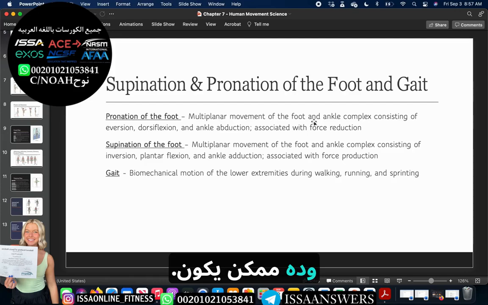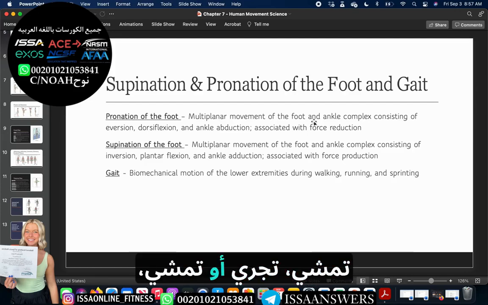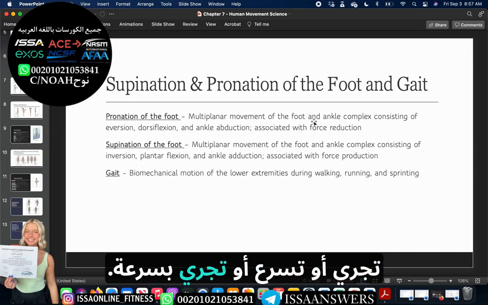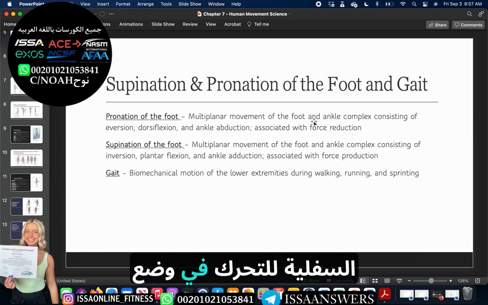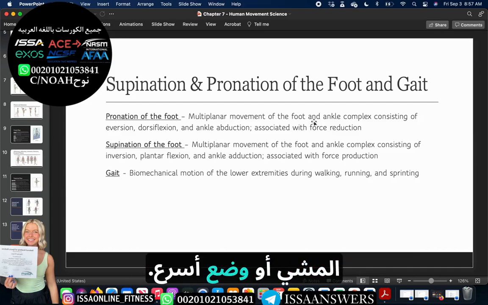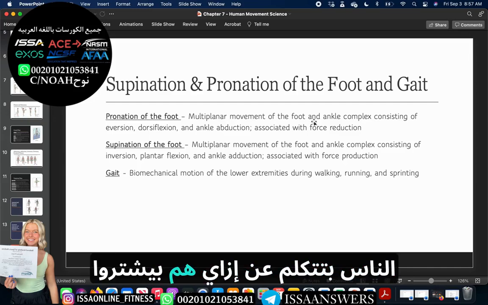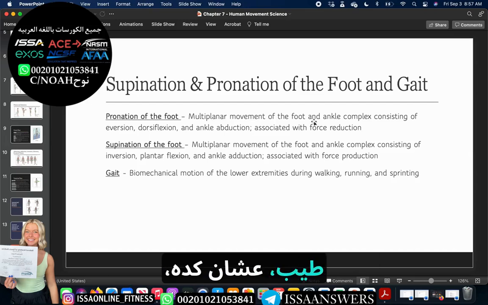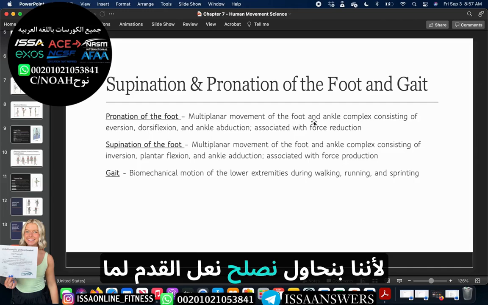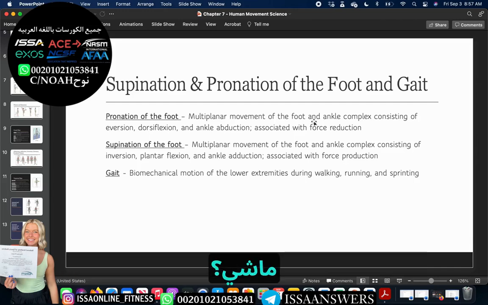Now, those motions can be exaggerated when people walk, run, sprint, or jog, and that is what we would call gait, or the motions we use for the lower extremities to move in a walking or faster position. You may have heard people talk about how they buy shoes because they're over pronators or under pronators. Well, that's why, because we're trying to fix the sole of the foot when it makes contact with the ground so it doesn't cause injury. That's one of the main reasons why we do this.